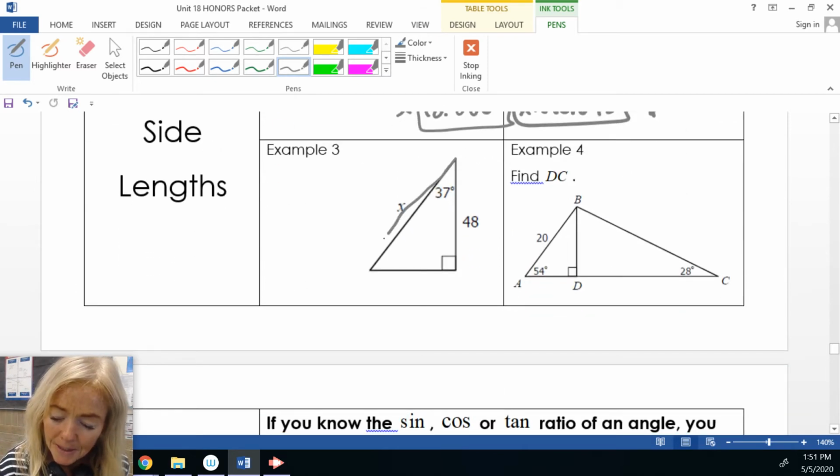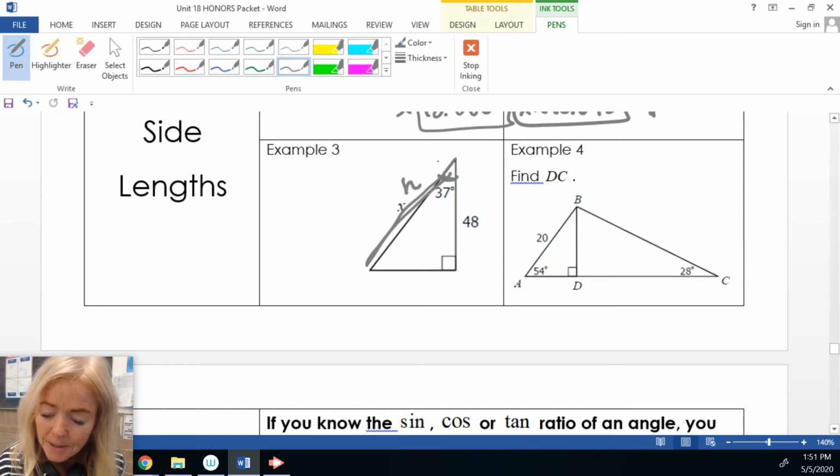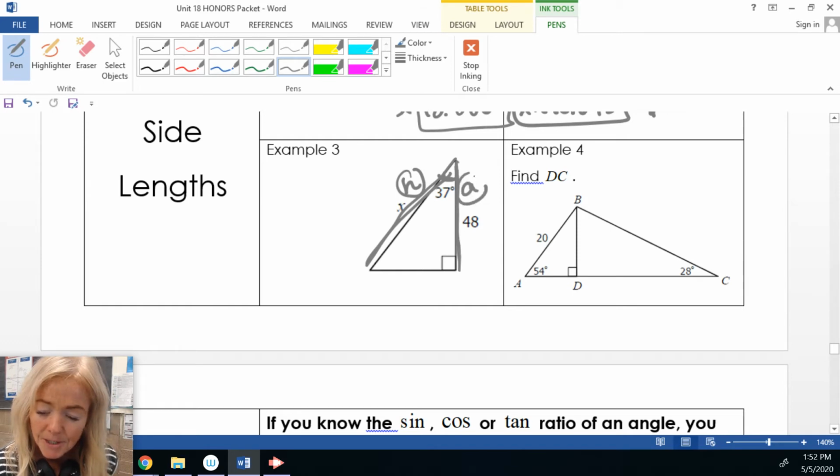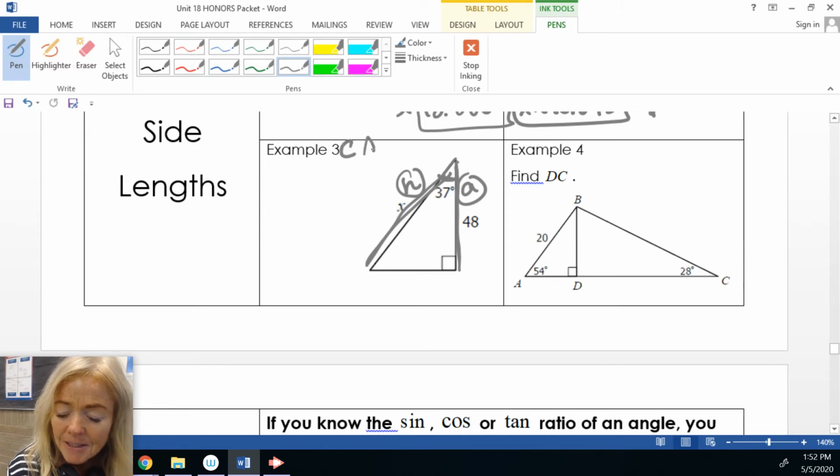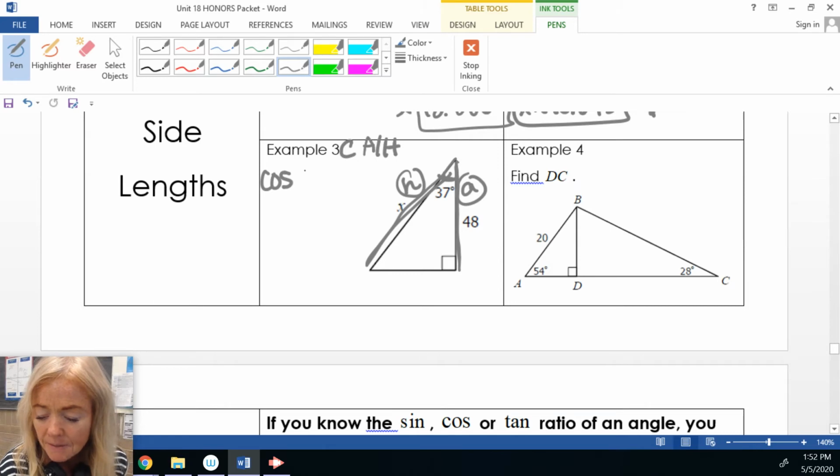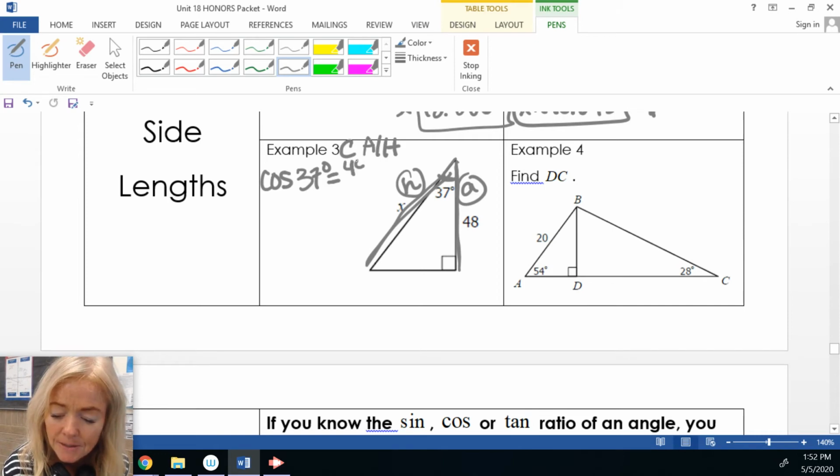So here's our angle, 37 degrees. This side is going to be the hypotenuse. And this side is the side that's running right into 37. It's the leg that runs into it, so it's adjacent. And we have A and H, which belongs to, if you can remember, SOHCAHTOA, cosine. Cosine is adjacent over hypotenuse, so we know it's the cosine of the angle, 37 degrees. So remember, cosine angle equals A over H, 48 over x.